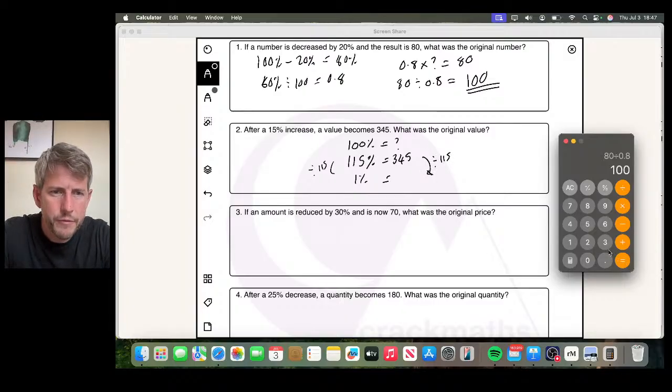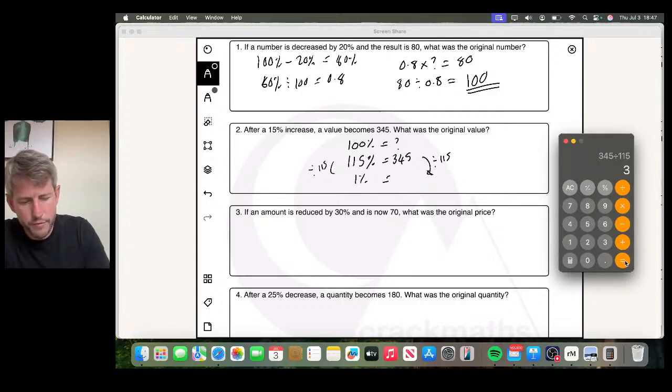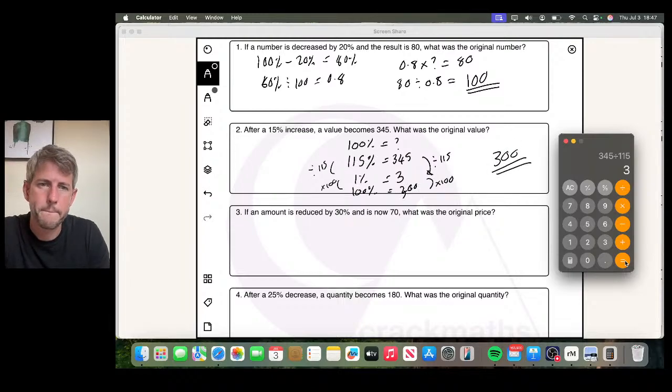Okay, so divide that by 115. So we've got 345 divided by 115 equals 3. And then so 100% will be this times 100, which will be 300. Okay, so the original value was 300. Okay, right, let's do this next one here.